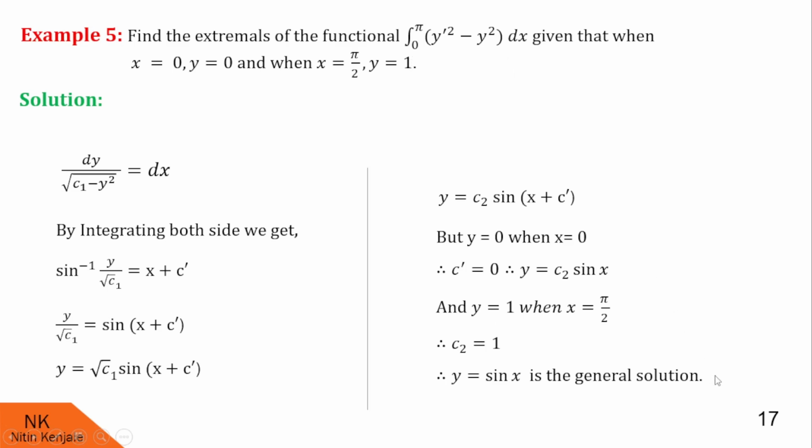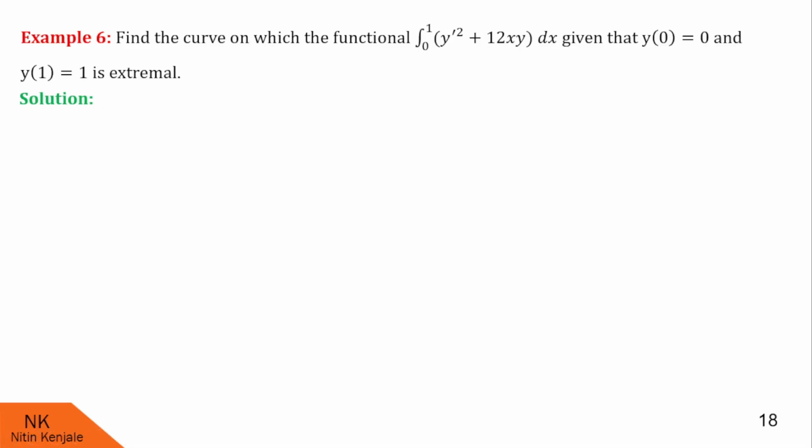I hope you understood this example as well. Now let us proceed to the next one. This is also an initial condition problem where we have to find the extremal for this functional with the given condition y of 0 is equal to 0 and y of 1 is equal to 1. It means when x is equal to 0, y takes value 0, and when x is equal to 1, y takes value 1. Let us proceed to the answer.